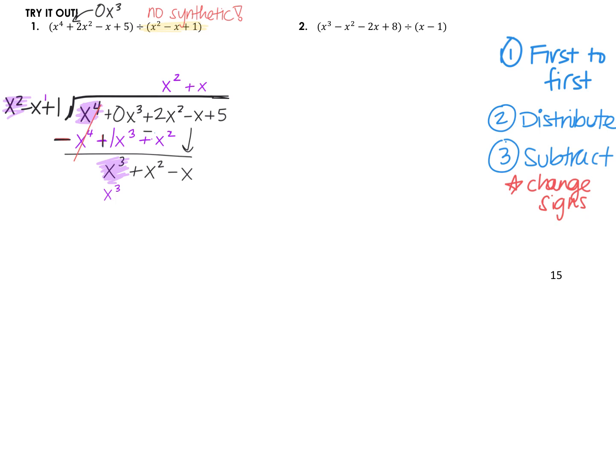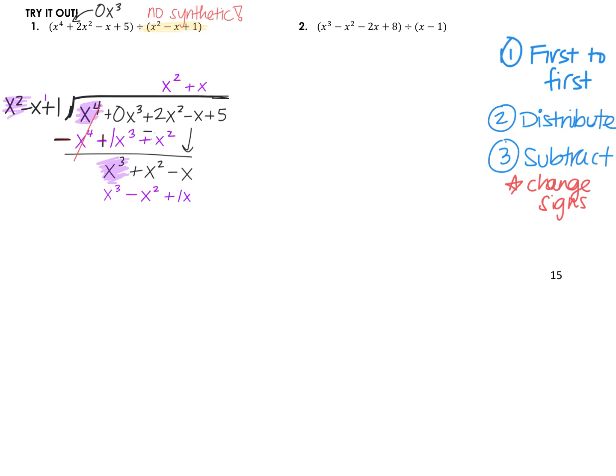Then doing this times that. What's that? Negative x squared. And then your last one, x times 1, is just 1x. Or you can just put x, that's fine.